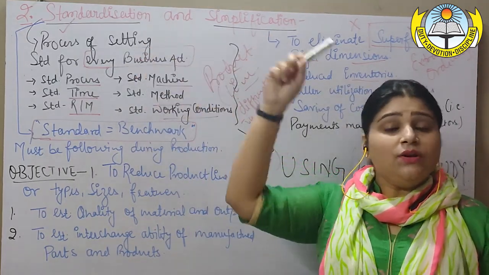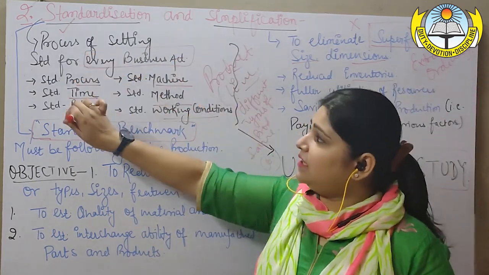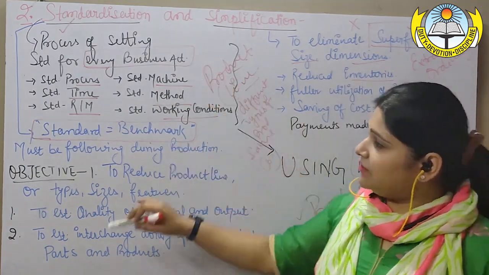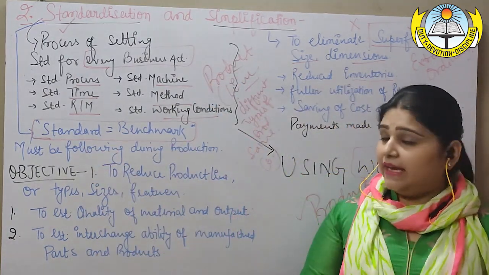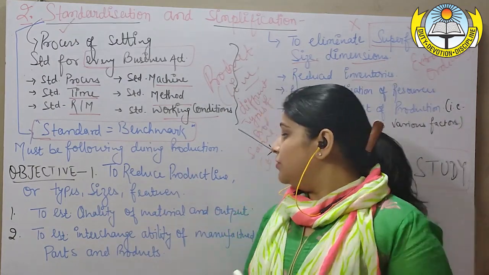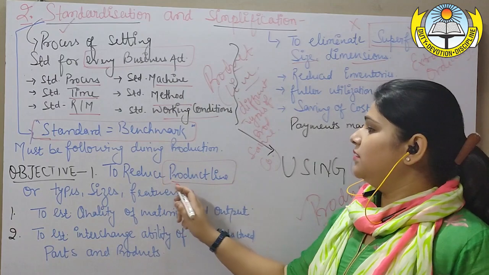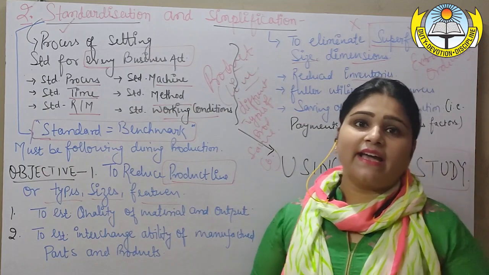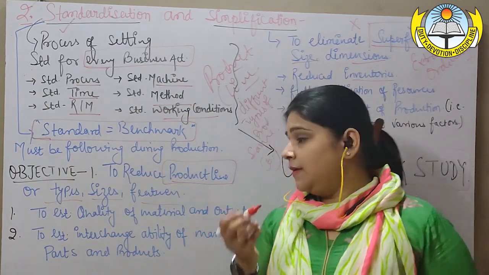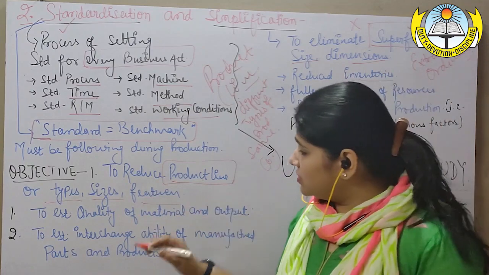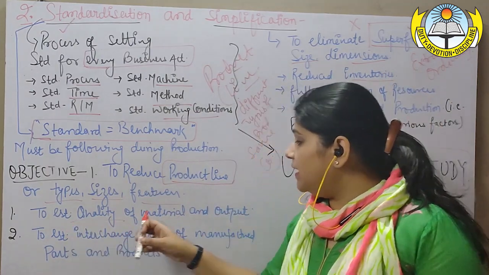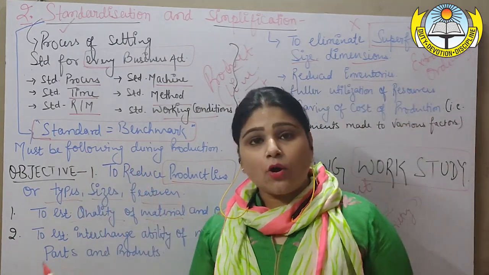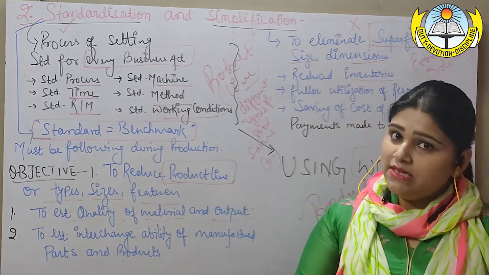Follow a standard thing. Why? Because if you follow a standard time, process, material, machine, and working condition, how will it help? It will fulfill certain major objectives. Like, number 1, it will first of all reduce the unnecessary product lines, which will help you to save the unnecessary types, features, advertisements, and cost involved. Number 2, this will also help you to establish a quality of material and of different outputs, which means you can keep a check of the quality of input and output at the same time.